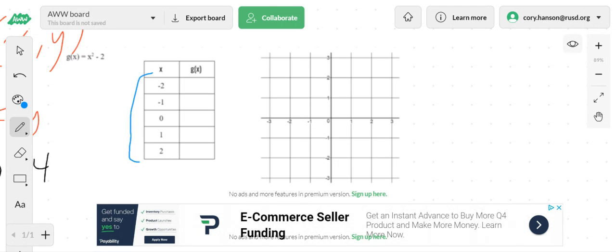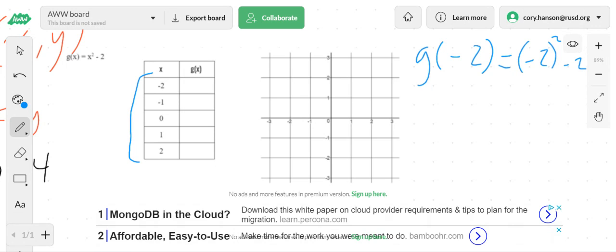We could find any other ones, but just for those, we'll plug in the x value, the input, to get the output. So we're going to do g, because g is your function name, of the first one, negative 2. We substitute in for x, so it's going to be negative 2 squared minus 2. Now you just do the math. The left side is just going to stay the same, because we're not solving for anything, we're just evaluating.